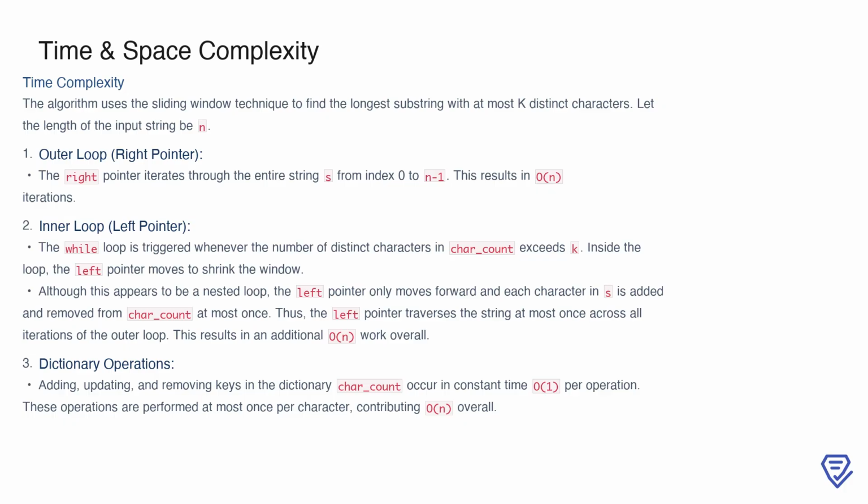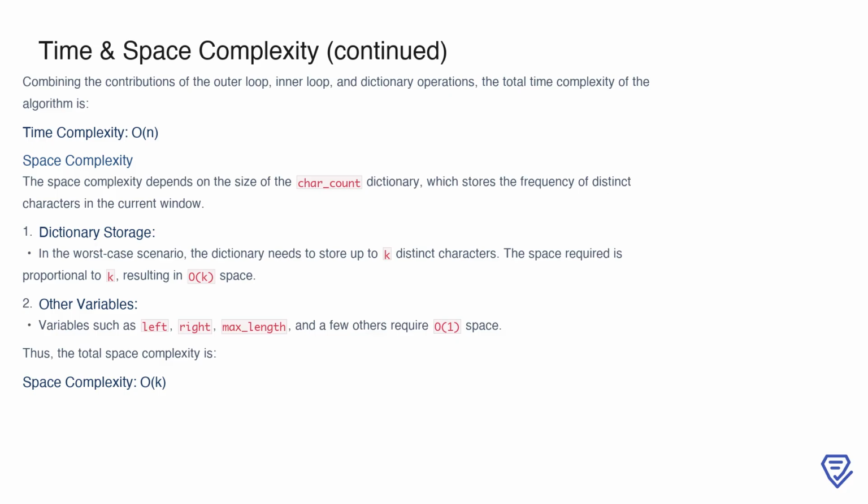Dictionary operations, such as adding, removing, and updating entries in char_count, are constant time operations, O(1), and are performed at most once per character. Therefore, the dictionary operations contribute O(n) as well. These components together result in a total time complexity of O(n). By summing up the contributions from the outer loop, the inner loop, and the dictionary operations, the overall time complexity of the algorithm is O(n).